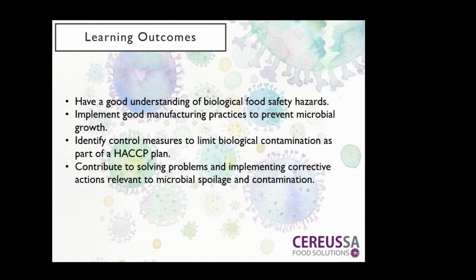After completing this course, you will have a good understanding of biological food safety hazards. You will be able to implement good manufacturing practices to prevent microbial growth. You will be able to identify control measures to limit biological contamination as part of a hazard plan, and you will be able to contribute to solving problems and implementing corrective actions relevant to microbial spoilage and contamination.